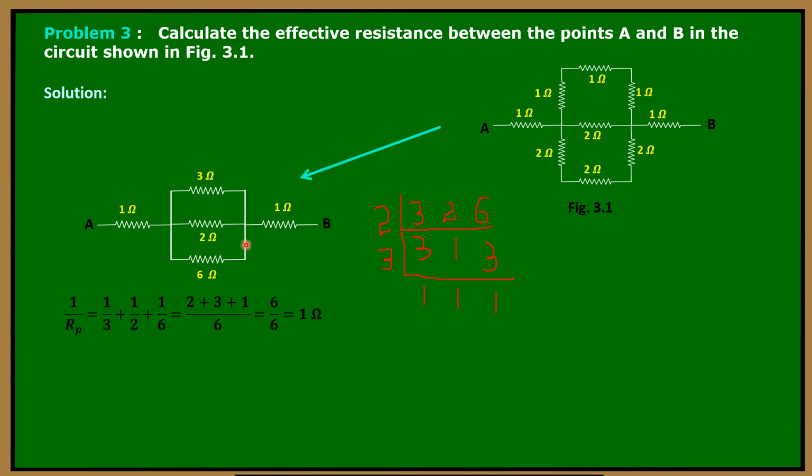See here, this circuit will take this form now. The equivalent of these three resistors is 1 ohm. I have connected it here, and here is 1 ohm. So between these two points A and B, the three resistors are in series, 1 ohm, 1 ohm, 1 ohm. That means RAB is equal to 1 plus 1 plus 1 equal to 3 ohms. That is the equivalent resistance between the two points A and B in the given circuit.